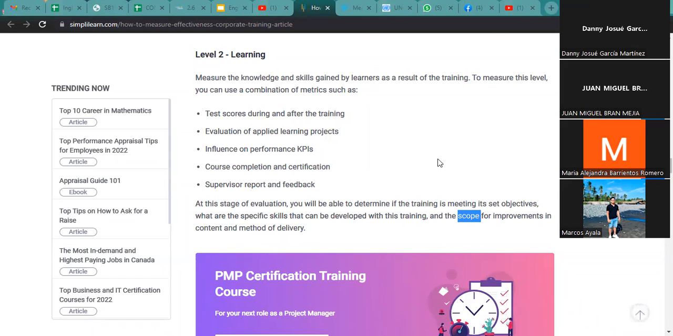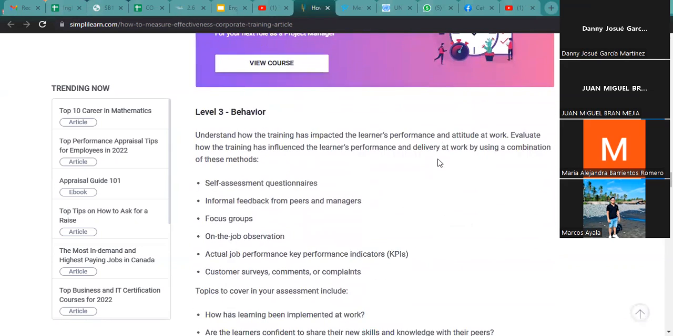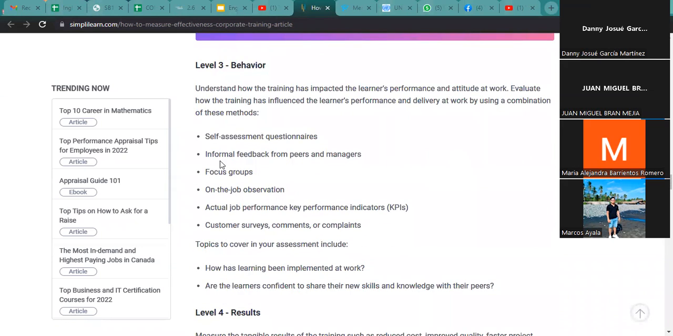Scope. What is scope? The amplitude of the range, maybe the view from a point. Very good. Range and something like where the training is going to reach, right? What you expect for that one. Very good. Number three says level behavior.